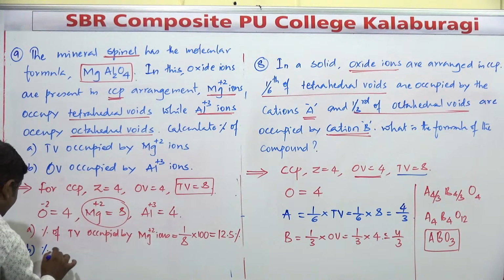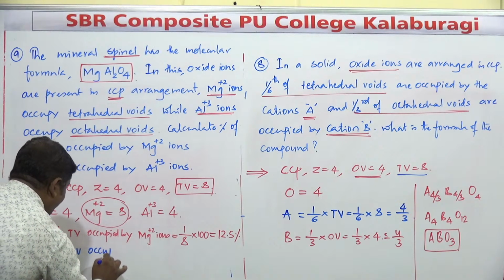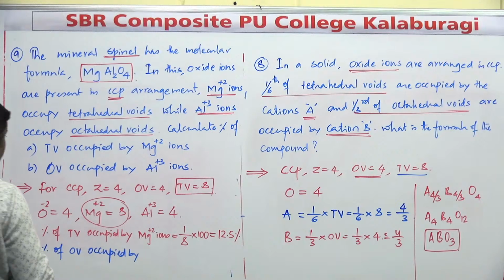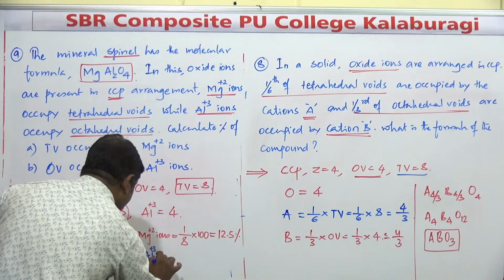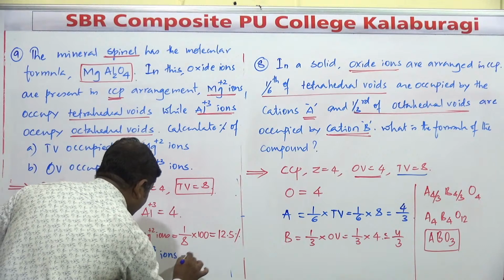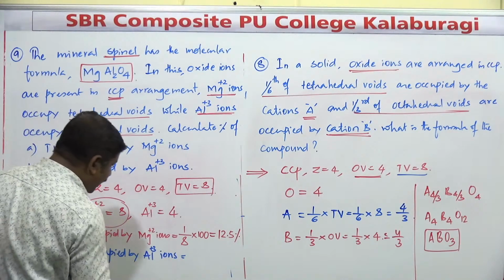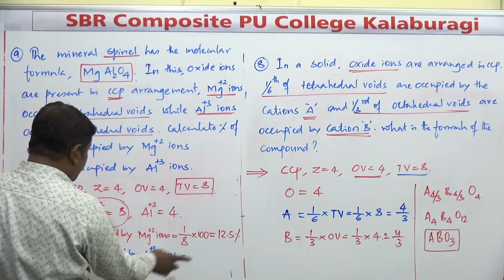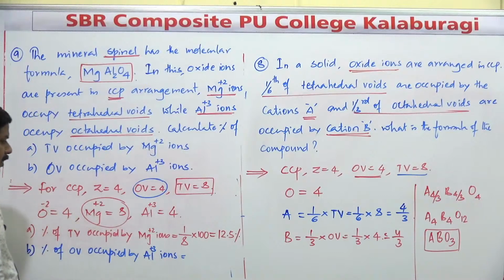Second one, percentage of octahedral void occupied by which ion? Octahedral void occupied by Al+3 ions. Hope you are getting this one. Percentage of octahedral void occupied by the aluminium ions. What is the total number of octahedral voids? Total number of octahedral voids is going to be equivalent to 4.